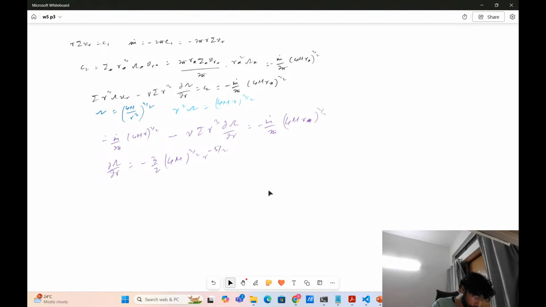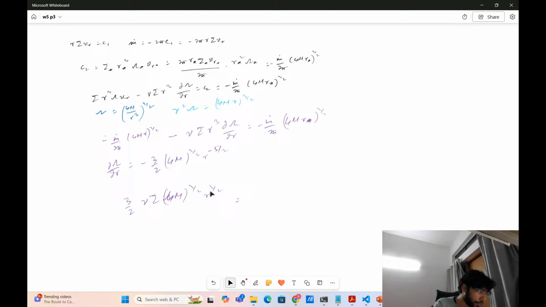Okay. Now, just putting the value: 3 by 2 mu sigma, GM to the power of half, r to the power of half. So this 5 by 2, and there is always already an r cube. So I'm writing this term over here. So mu sigma, so this 3 by 2 GM to the power of half, and r to the power of 3 minus 5 by 2 will give you r to the power of half.